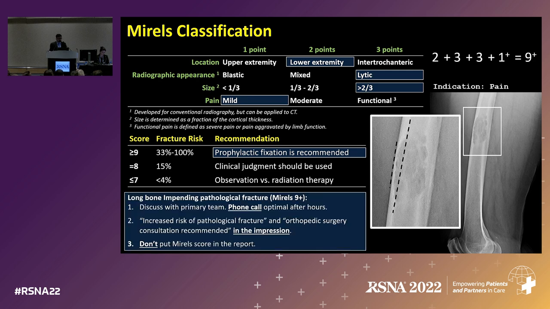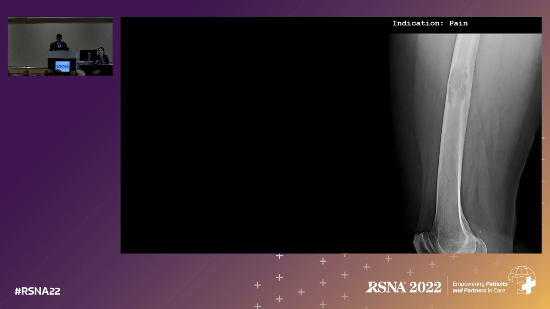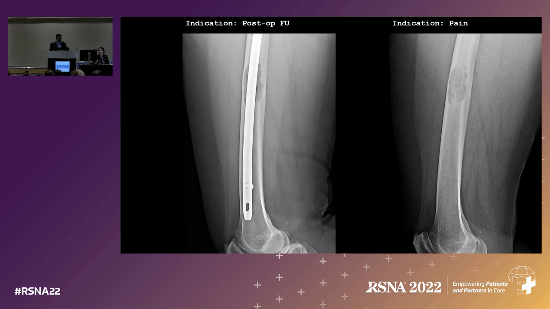This is what we tell our overnight trainees. Discuss with the primary team. After hours, you want to make a phone call. And then you just put this verbiage that ortho approved. They don't want to get overcalled. They don't want to get undercalled. So we came up with this for our institution. And no one cares about the actual score, so don't put it in the report, at least in our institution. So this is the initial image, and this is the post-op follow-up, and there you can see the intramedullary nailing for prophylaxis of that fracture.